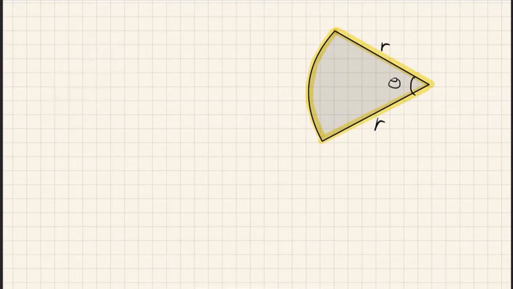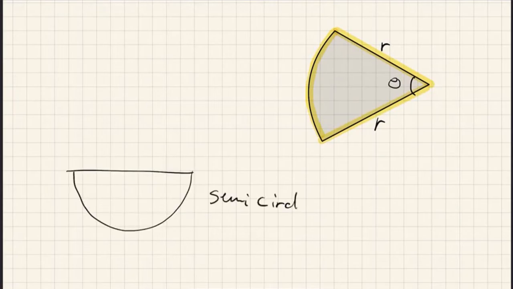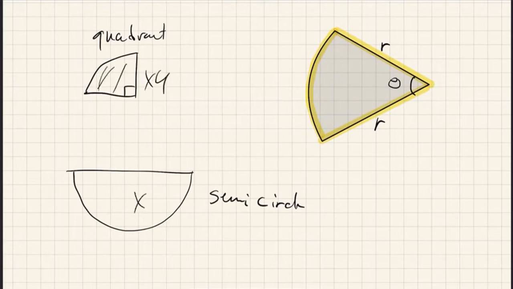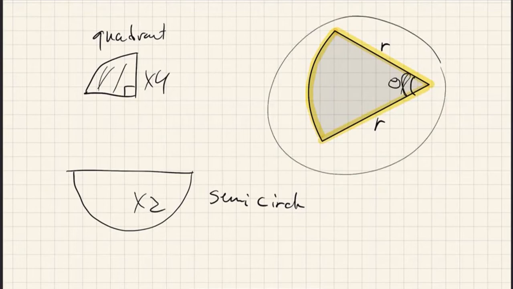This is a normal sector, because you have special types of sectors like this one, which is named a semicircle, and this one, which is called a quadrant. This is if you have this times 4, and this is if you have this times 2, but in the normal case this angle is not 90 degrees.